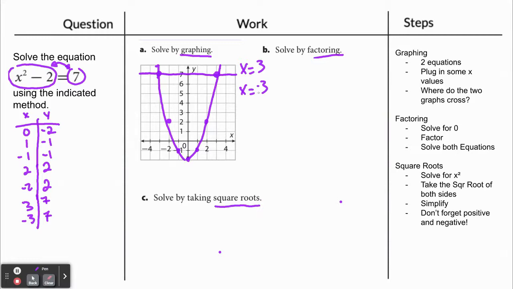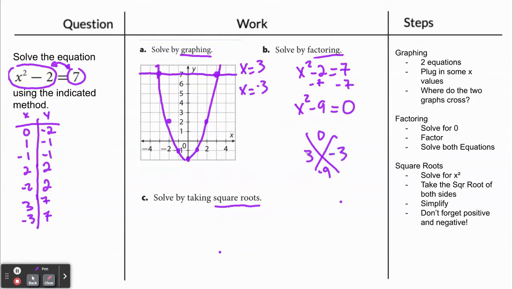Now to solve by factoring, I'm first going to take the 7 and get rid of it on the other side because I want to set it equal to 0. So I end up getting x squared minus 9 equals 0. Now factoring this, if we put b on top, it would be 0, and c on the bottom would be negative 9. So we can plug in 3 and negative 3 because 3 times negative 3 is negative 9 and 3 plus negative 3 is 0. So we get x plus 3.